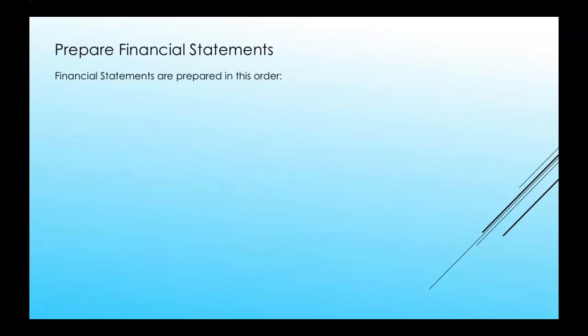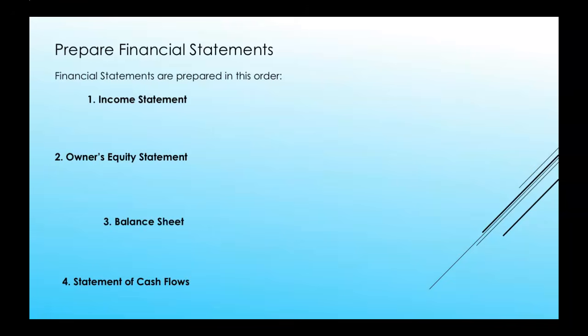So, your financial statements are prepared in a certain order. First is your income statement, then your owner's equity statement, then the balance sheet, and then the statement of cash flows. And there's a reason why we prepare them in this order. So, in order to prepare an owner's equity statement, we first need the net income or loss that we found on the income statement.